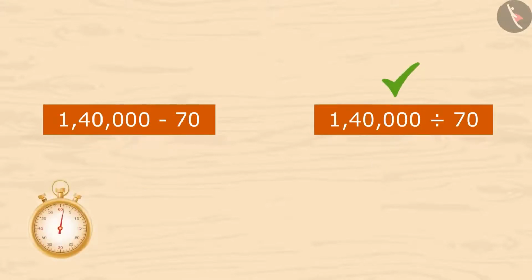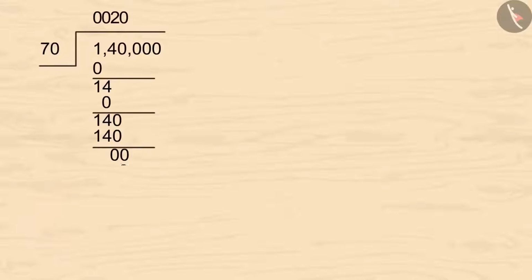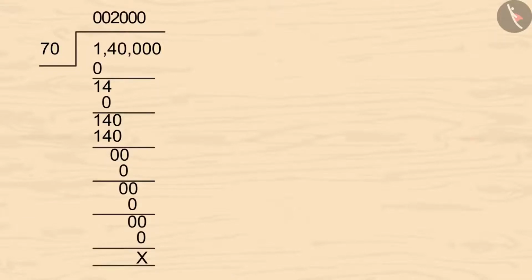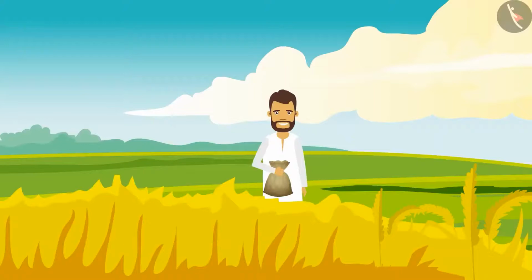Kids, you can pause the video and calculate it. On dividing 1,40,000 by 70, we get 2,000. So Kareem had sold 2,000 kilograms of pulses in these 3 months. Now let's see how much profit Kareem has gained.